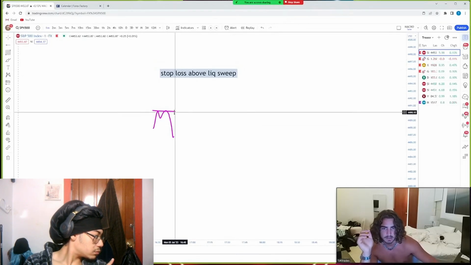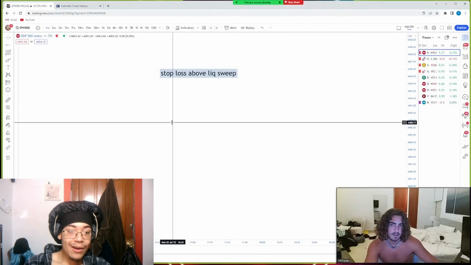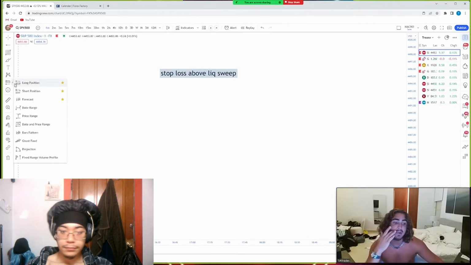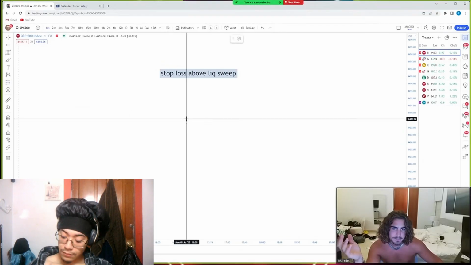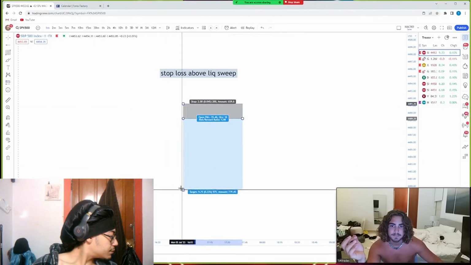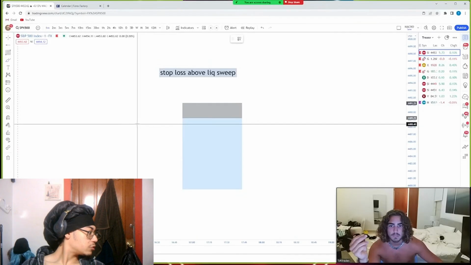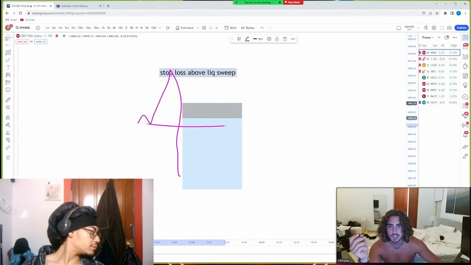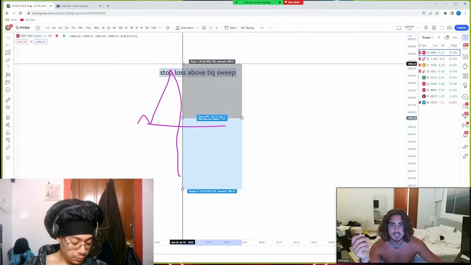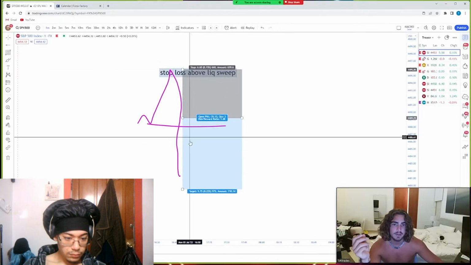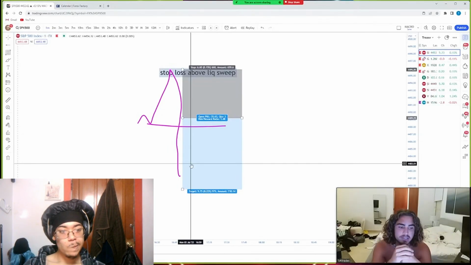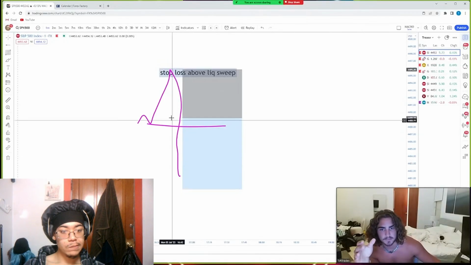Some exceptions to this, and I don't even really like these exceptions. If price looks like this, and this is our break of structure, and the liquidity sweep is so high up that it would give you a terrible risk to reward, then I try to find other confluences within here.